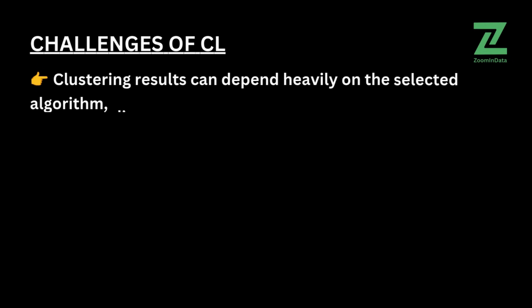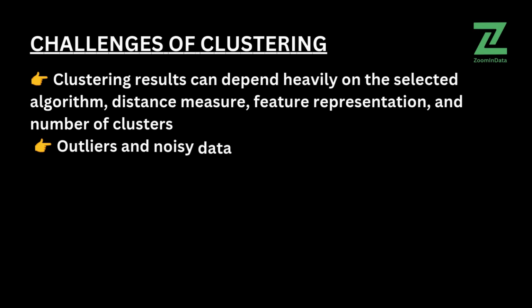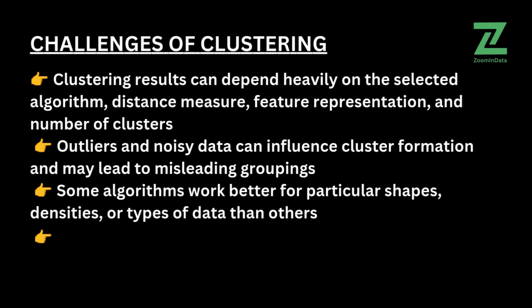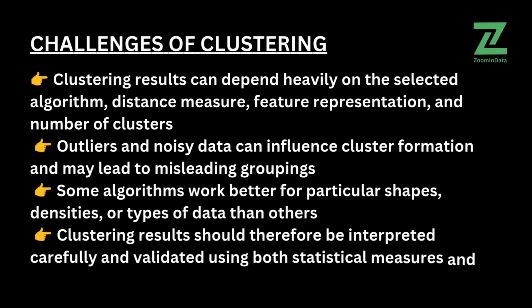Clustering results can depend heavily on the selected algorithm, distance measure, feature representation, and number of clusters. Outliers and noisy data can influence cluster formation and may lead to misleading groupings. Some algorithms work better for particular shapes, densities, or types of data than others. Clustering results should therefore be interpreted carefully and validated using both statistical measures and domain knowledge.